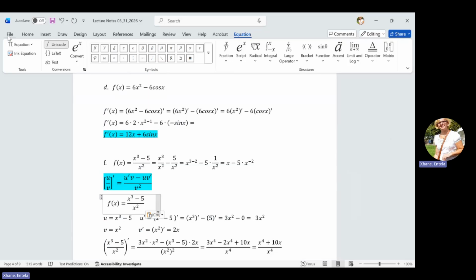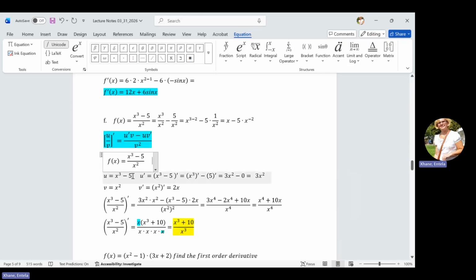Now I can use this option of the first order derivative as long as I successfully identify my function u and my function v. So the top function is going to be my function u, which is x to the third minus 5. If I have to find u prime, I have to differentiate this function, which means differentiate x to the third, differentiate 5. x to the third is differentiated by using the power rule. So it's 3x to the second, because you bring 3 in front of it, you decrease the exponent by 1.